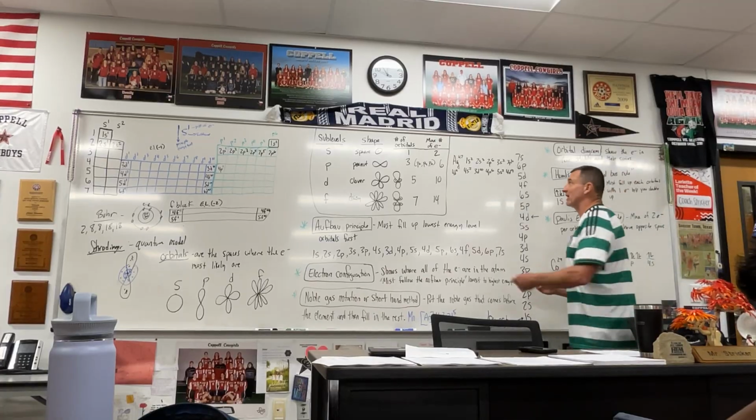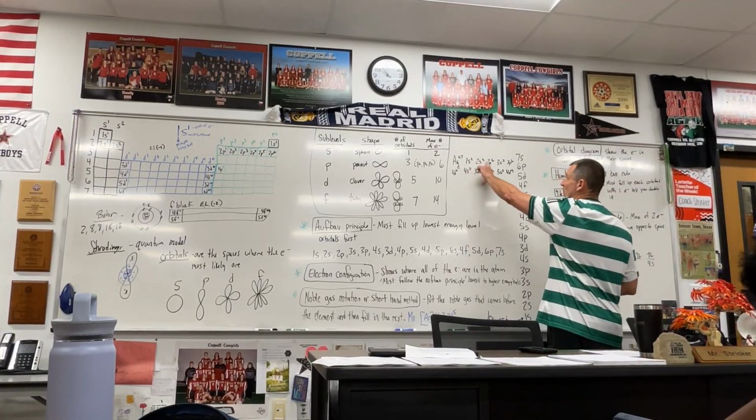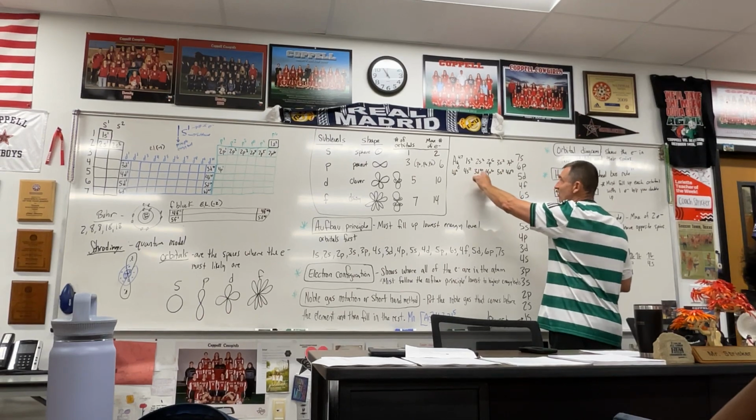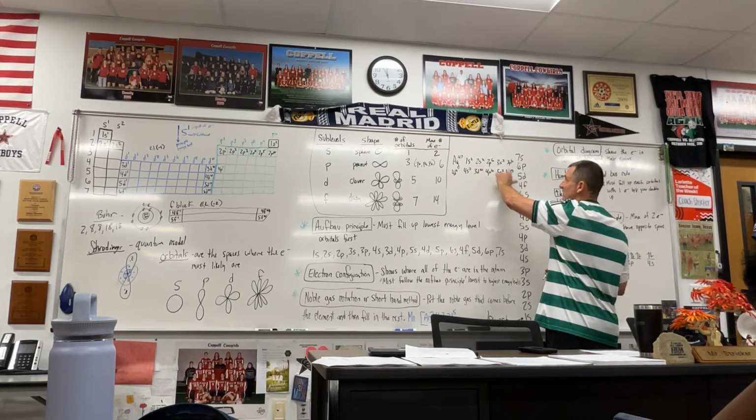Okay? So how can I check it? 2 plus 2 is 4, plus 6 is 10, 12, 18, 20, 30, 36, 38, 38 plus 9, 47.